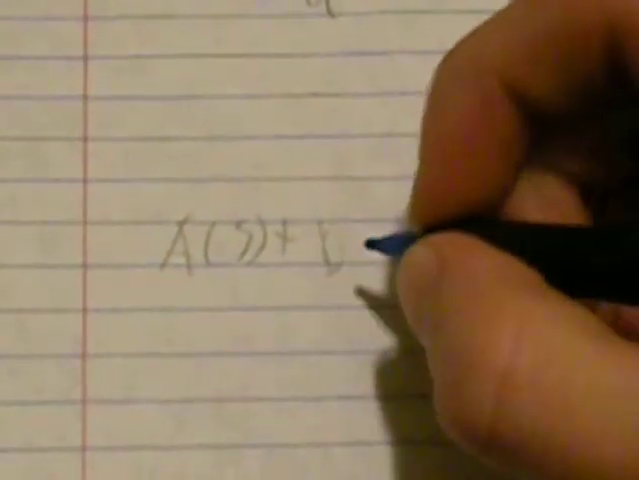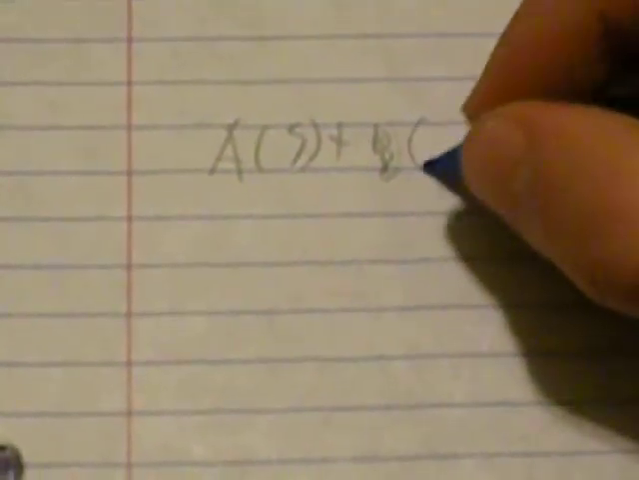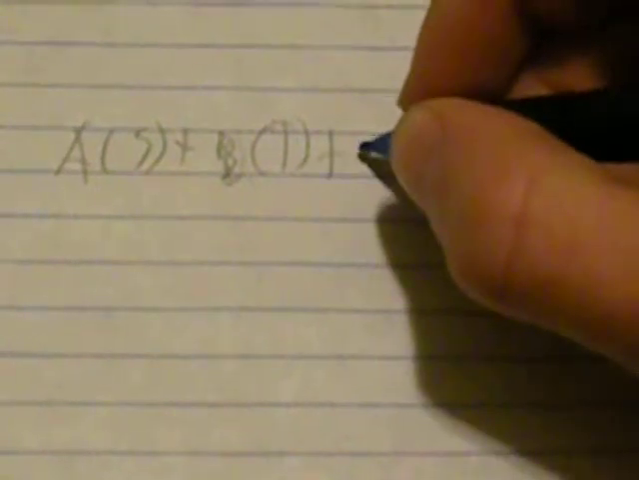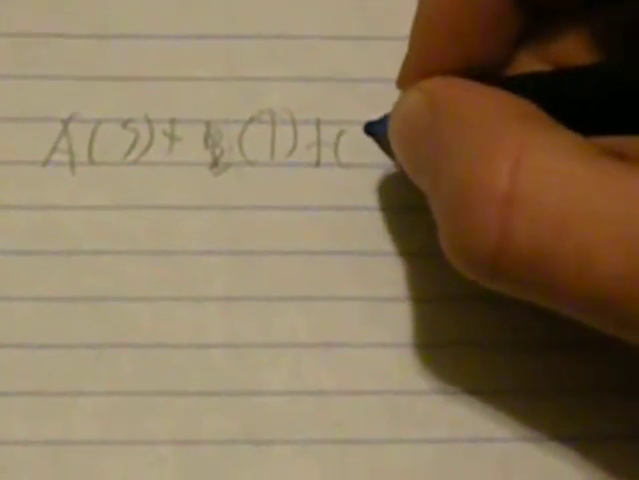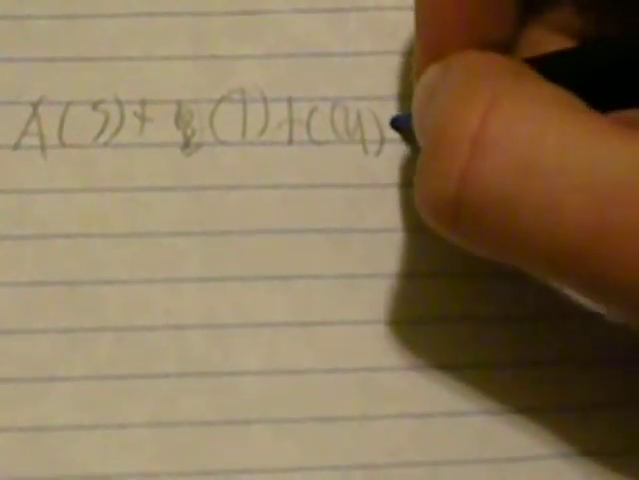times T plus C times, I should probably use a different variable there, U, and that's going to have to equal J. So, if that works, then you solved the matrix correctly. So, that's how you do the Cramer's rule on 3x3 matrices.